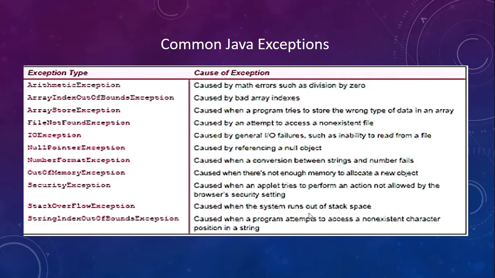of the stack space. Then last, there is string index out of bounds exception, which is caused when a program attempts to access a non-existent character position in a string. So these are different exception types that we find in Java.